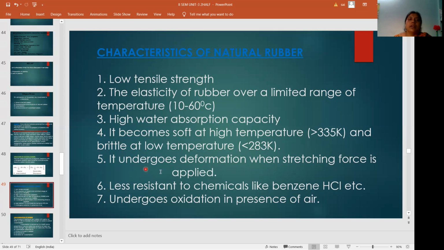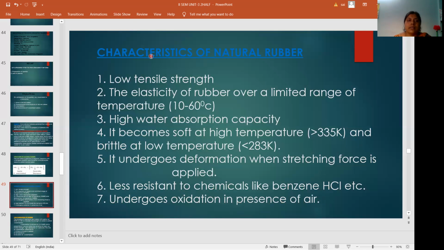This is the meaning. And it undergoes deformation when stretching force is applied. That means when you stretch it, when force is applied, it loses its shape. Deformation means it loses its shape. Then it is less resistant to chemicals like benzene, HCl, etc. Less resistant means when you put it in benzene or HCl, it spoils or degrades. Then it undergoes oxidation in the presence of air. So when you leave it in the atmosphere, it combines with oxygen and undergoes oxidation. Oxidation taking place means it is spoiling.